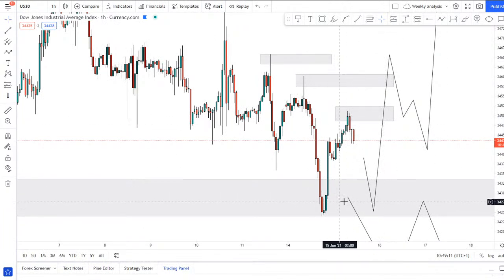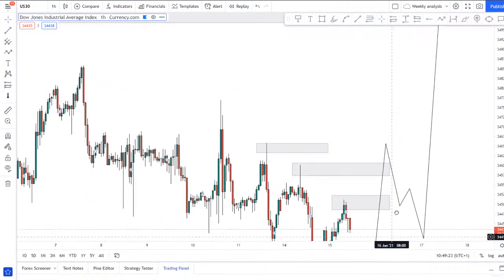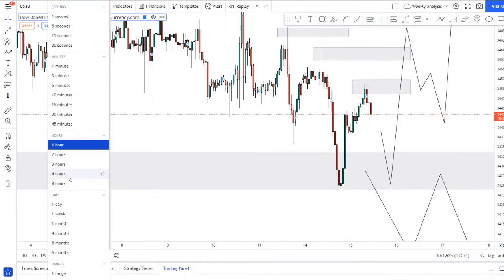But if it does hold this on the second attempt and we see a strong reaction like we did here, a very strong bullish candle, if we see something like that again, it probably shows to me that we're holding it and could look for continuation higher. So yeah, that is what I'm favoring for US30.